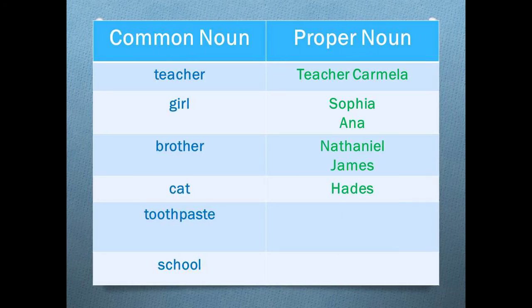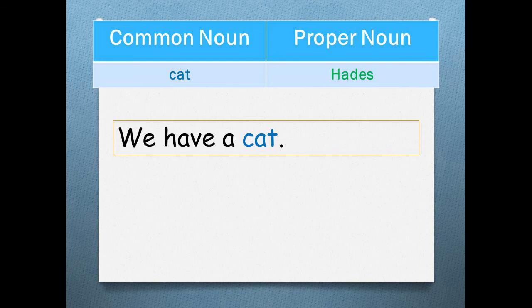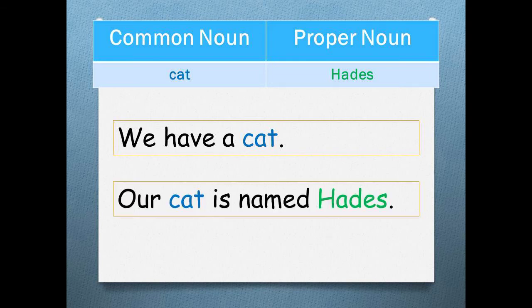Let's have a proper noun for cat. A proper noun for cat could be Hades. That's the name of our cat. What about you? Do you know any cat's name? We have a cat. The word cat is a common noun. It's a name of an animal. Our cat is named Hades. So Hades is a proper noun. It's the name of our cat.